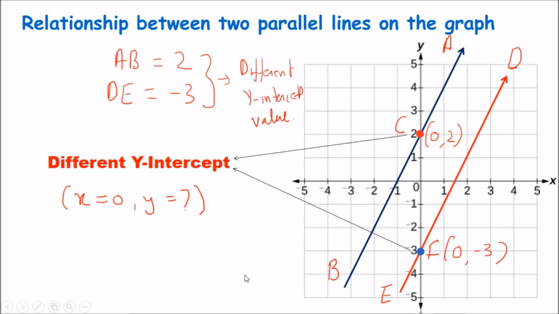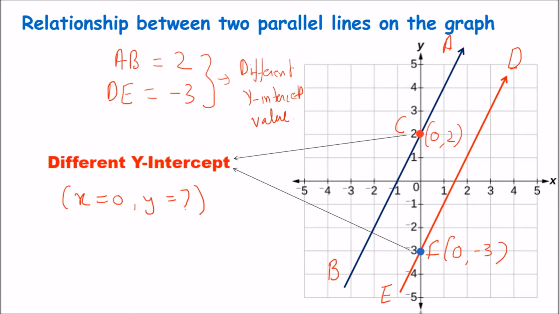Now, let's jump on to the second relationship between two parallel lines on a graph. Keep in mind that two parallel lines on a graph will have two different values for y-intercept. Now, what is y-intercept? Y-intercept is the value of y at a point where x is equal to 0. Or y-intercept is also the point where a line cuts the y-axis on a graph.